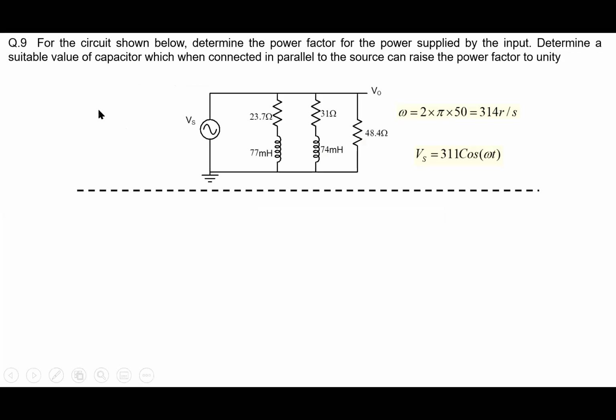Okay, so last problem. For the circuit shown below, determine the power factor for the power supplied by the input. Suppose this is a part of a house. Let's say this could be a fan, it could be a fridge, it could be a bulb. So there are various things in a house, and the power is being consumed. And one is asking what is the power factor here.